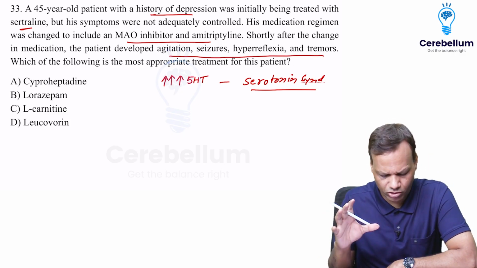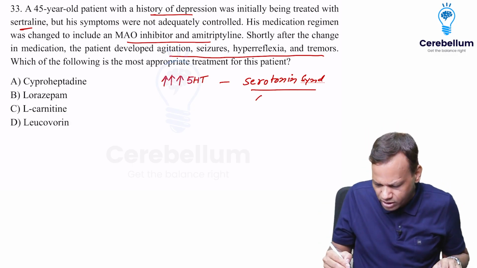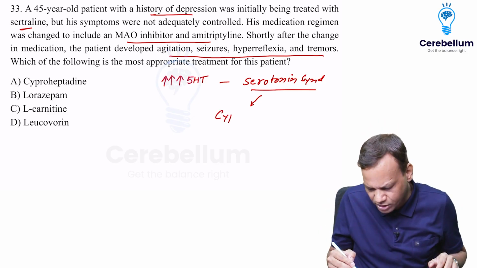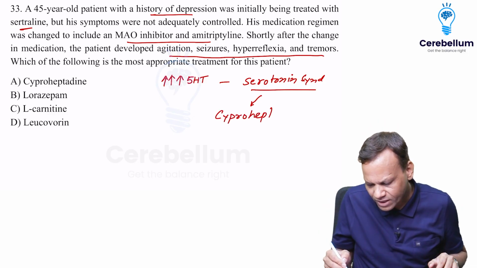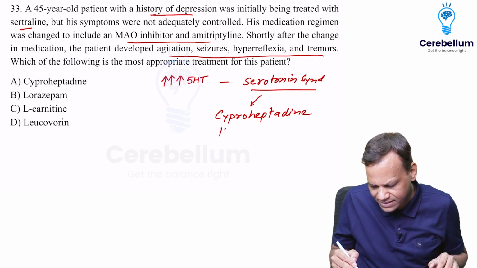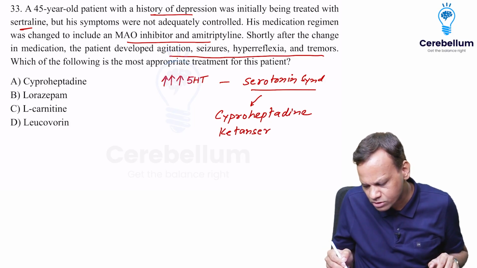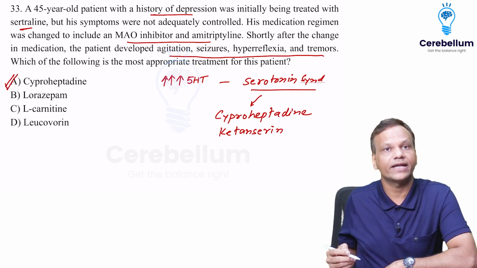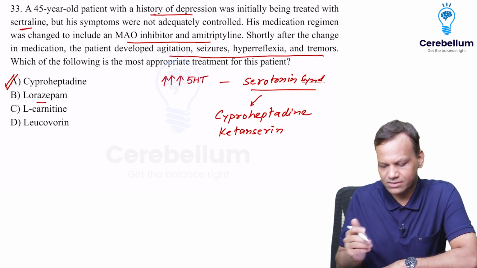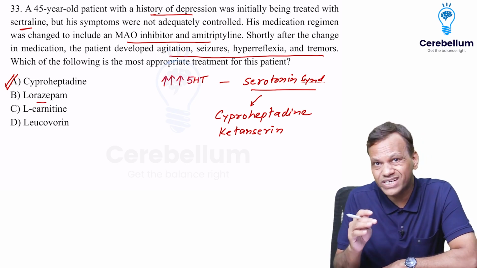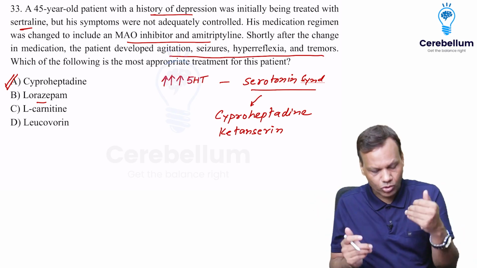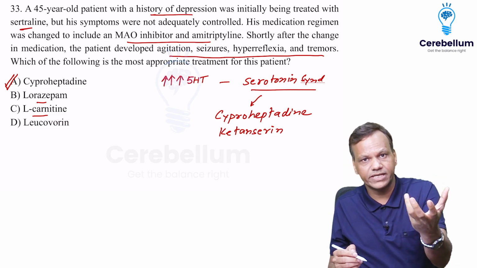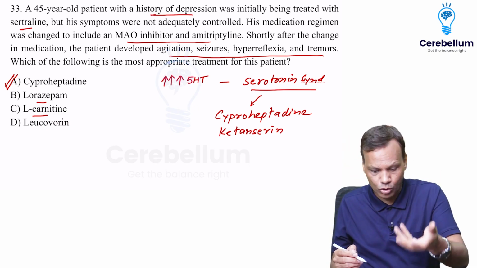It is serotonin syndrome. So what is the treatment? Remember, serotonin syndrome is treated by a serotonin antagonist, and the important antagonists we can use are cyproheptadine or ketanserin. So any of them we can use for serotonin syndrome. So the answer to this question is cyproheptadine. Lorazepam is not the answer because it is for seizures only. It will control only seizures, but other features cannot be controlled. So lorazepam is not the answer. L-carnitine is used for valproate hepatotoxicity, hyperammonemia. It has no role here.